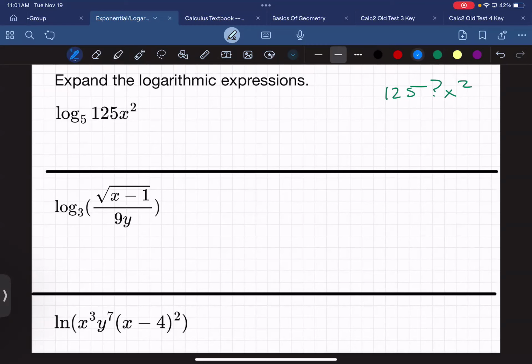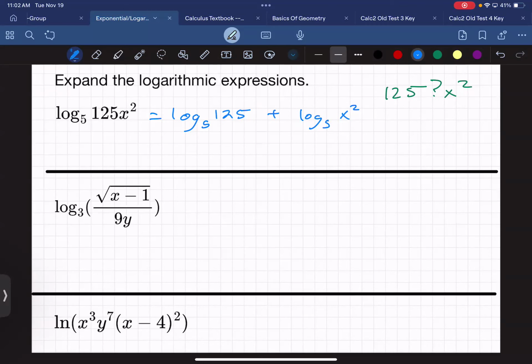So what you want to do is say, hey, I'm going to break this up as log base 5 of 125 and log base 5 of x squared. We're separating those factors. What do I need to put between them though? What do I put here? A plus, right? Because it's multiplication, we're going to make it separate terms that are positive.